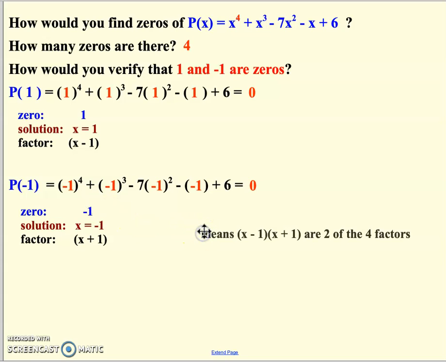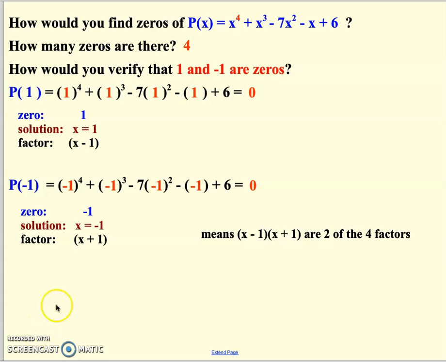So that means x plus 1 and x minus 1 are 2 of the 4 factors. Again, we know there are 4 zeros, which means there should be 4 factors, and we just happened to find 2 of them. So the idea of you getting a 0 is important. Now, this kind of testing can be pretty time-consuming, especially when the number you're testing is not a 1. Let's say it's a 2 or a 3. Then it's a lot of calculation, a lot of work.